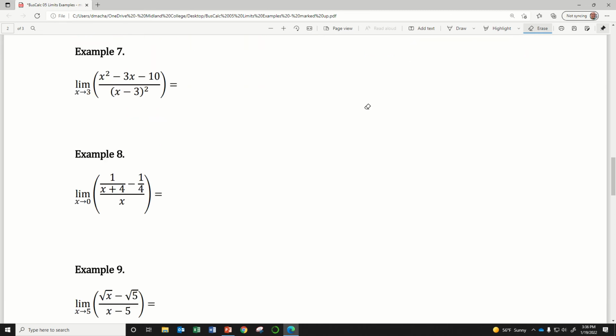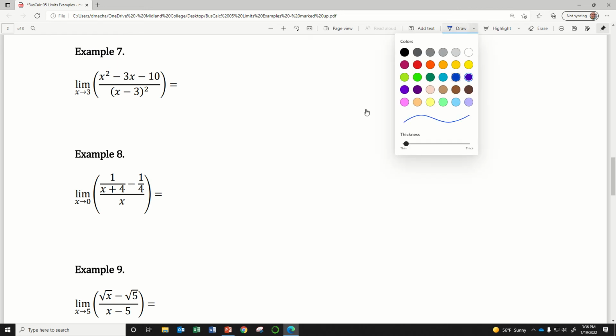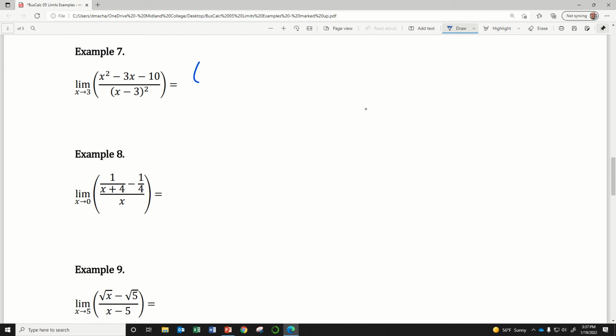Example 7, I've got another rational function, and I'm going to use exactly the same logic that I did before, where, again, I have the same numerator, I think. So this is still x minus 2 times x minus 5, x plus 2 times x minus 5. And then the denominator, this time, I have actually x minus 3 squared. And what's going to happen with that square now, as I'm taking the limit of this?